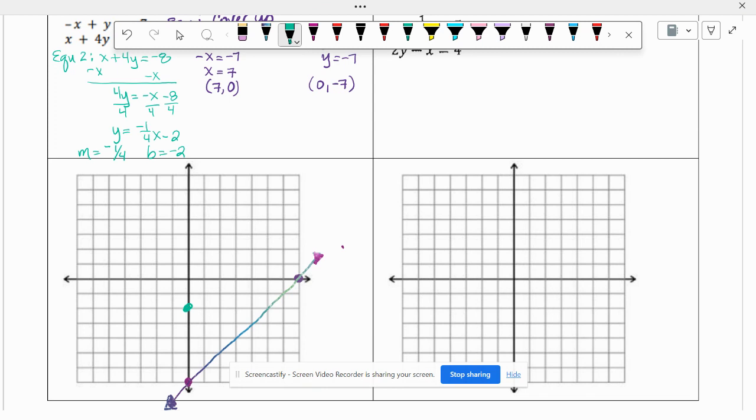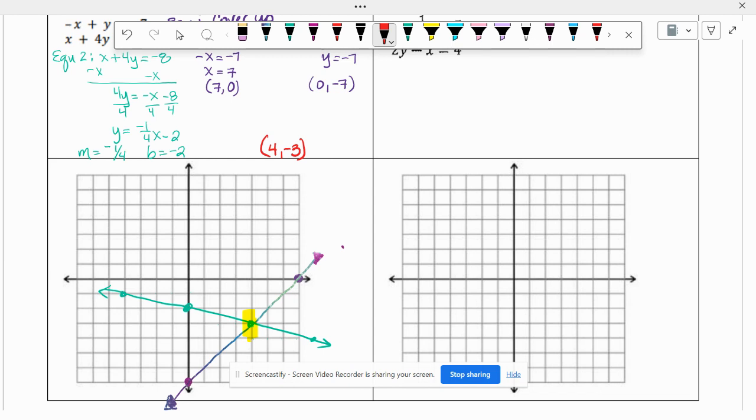And then I'm going to go down 1 and 1, 2, 3, 4 to the right. Down 1, 1, 2, 3, 4 to the right. I could also go up 1 and 4 to the left. So this is my second equation. And you'll see that my solution is this highlighted ordered pair right there. So my solution is the ordered pair 4, negative 3.